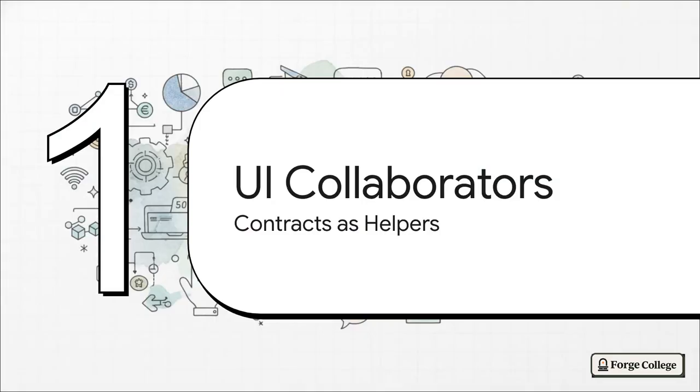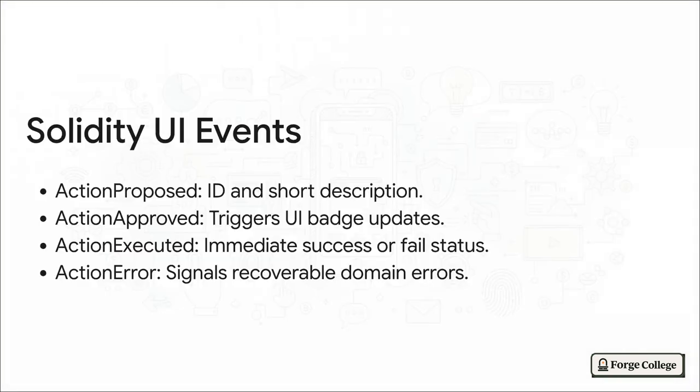Moving right along, let's jump into section 3, contracts as UI collaborators. Because here's the secret. A great interface doesn't just rely on front-end tricks. The smart contract itself actually has to act as a crucial collaborator in our UI machine. Let's break down these 4 key Solidity events. This is basically how a contract talks to a front end so that your front end doesn't have to desperately decode messy transaction receipts.